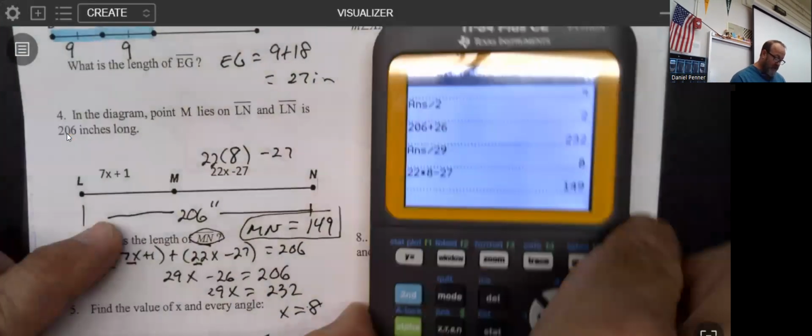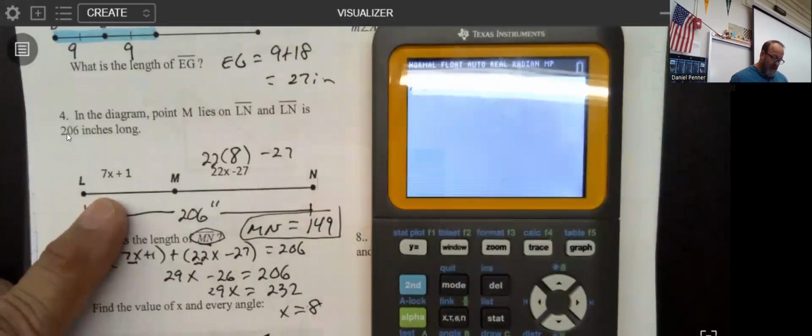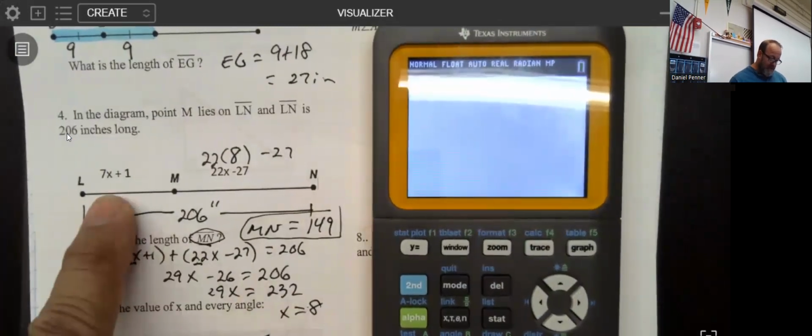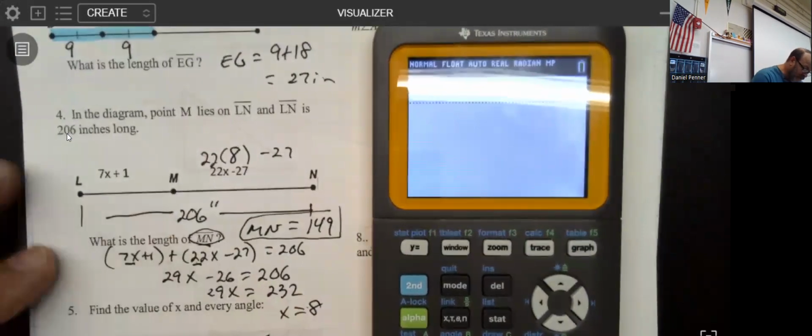Now, I would say most people would stop there and not keep going, but I like to get good grades, and I like to do my problems well. So I'm going to do one more thing. I'm going to plug in 8 into this one too. 7 times 8 plus 1 is 57.